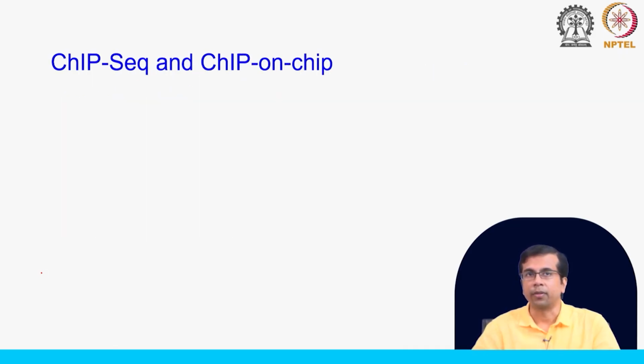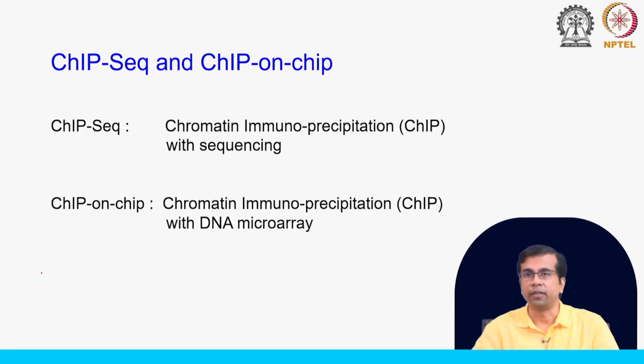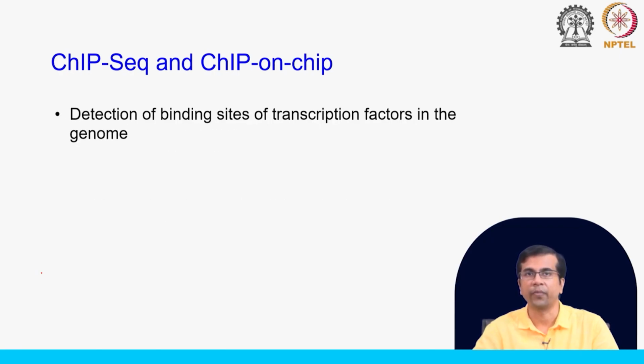So, we will talk about this method. It is called chromatin immunoprecipitation, and it allows us to do so. It can be combined with next generation sequencing, and this method is called ChIP-seq. Earlier it used to be applied with microarray technologies, and it is called chip-on-chip. These are the full forms: ChIP-seq is chromatin immunoprecipitation with sequencing, and chip-on-chip would be chromatin immunoprecipitation with DNA microarray.